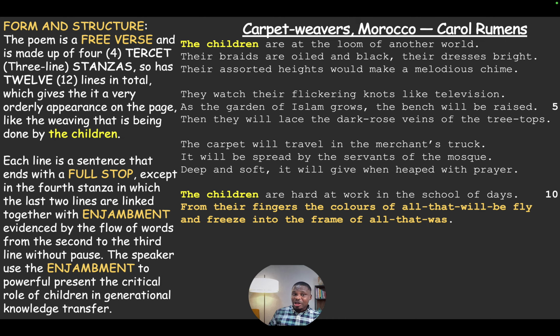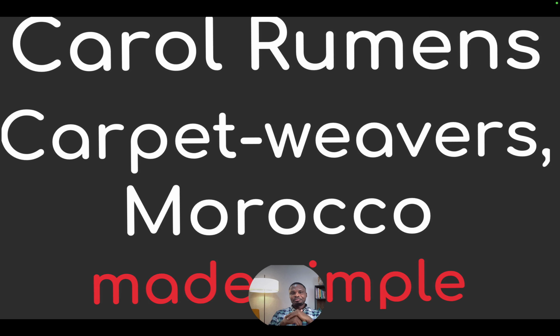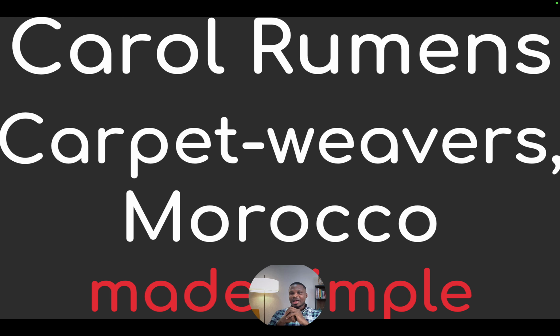So I think the speaker uses the enjambment to powerfully present the critical role that the children play in generational knowledge transfer. So they are the link. The children are the link between the future and the past. So that essentially is the only place, line 2 to line 3 of the fourth stanza, where we see the use of enjambment. So here you have it. Karl Rumen's poem, Carpet Weavers, Morocco, has been made simple.